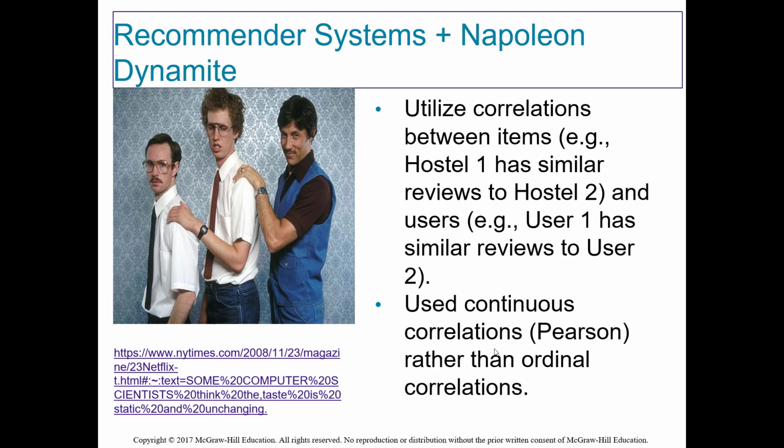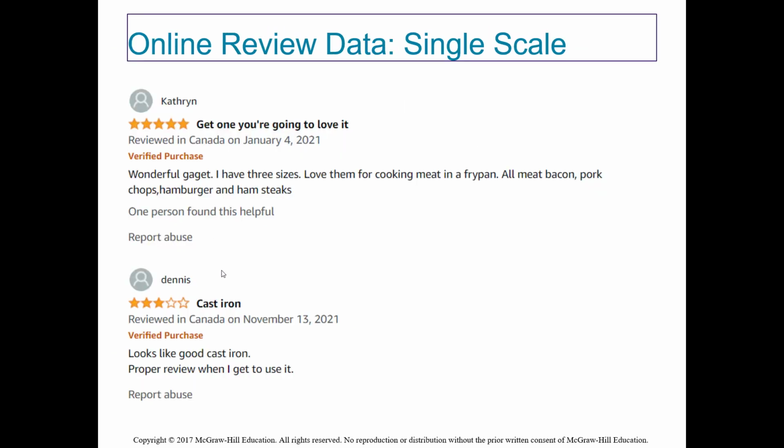So essentially, when we're dealing with this sort of data, we just need to be pragmatic in a business sense. We don't have to think, whoa, this is really ordinal data, we shouldn't be treating it as continuous. So here are some examples of online reviews. Single scale online reviews, the Amazon reviews that we all know and love.